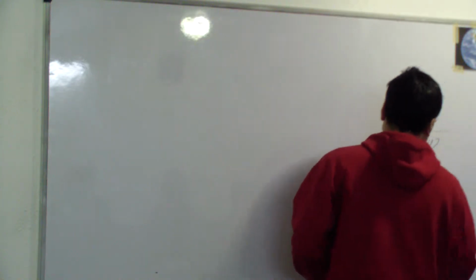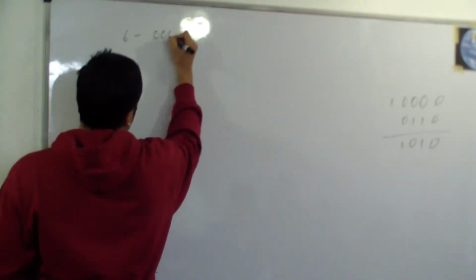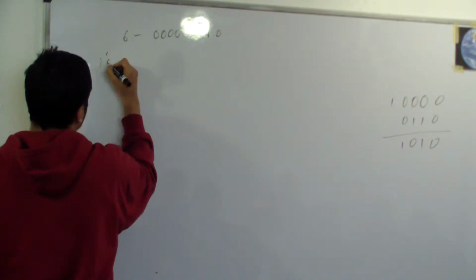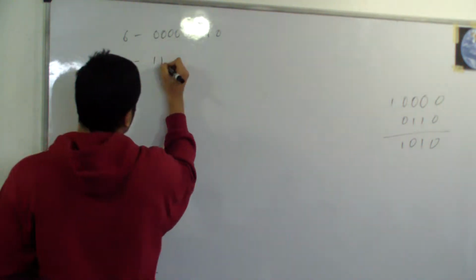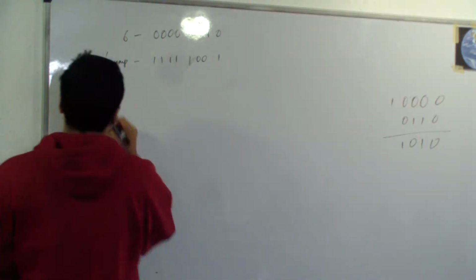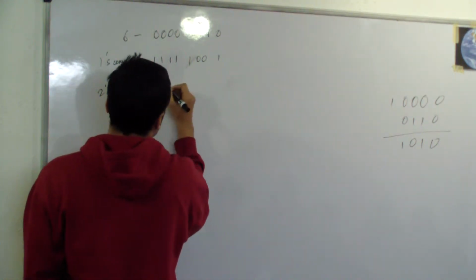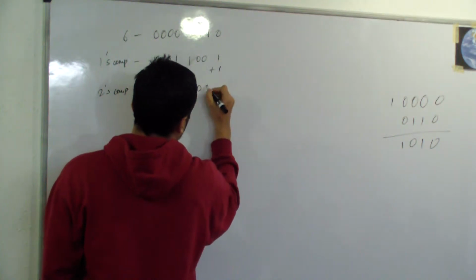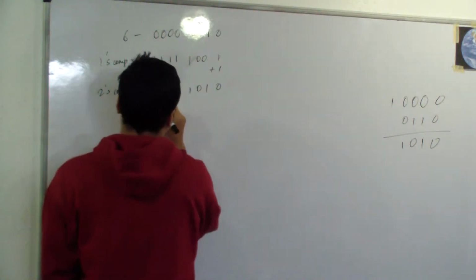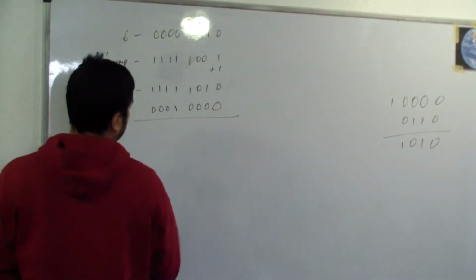We are expecting this. So 6 is represented as, correct? So what would be 1's complement? It will be 2's complement. We will be adding a 1. Correct. And now we'll add 16 to it. 0, 0, 0, 0, 0, 0, 0, 1, 0, 0, 0, 0, 1, 0.